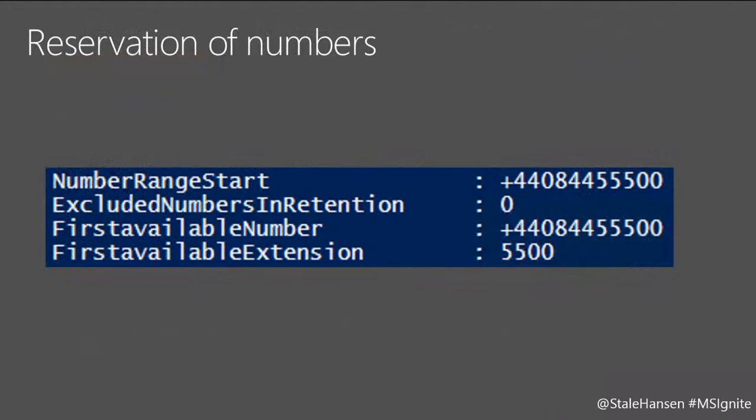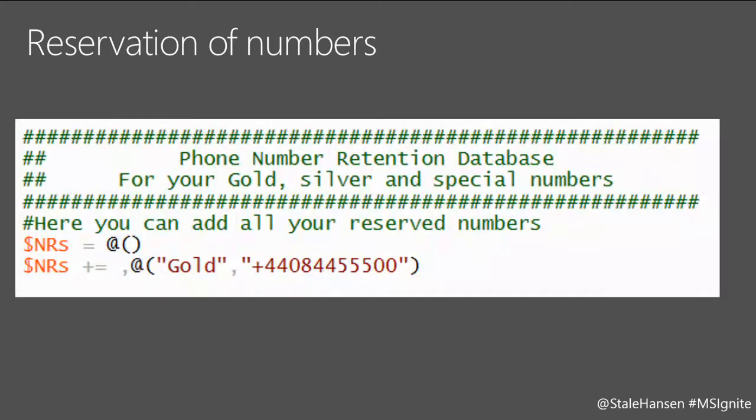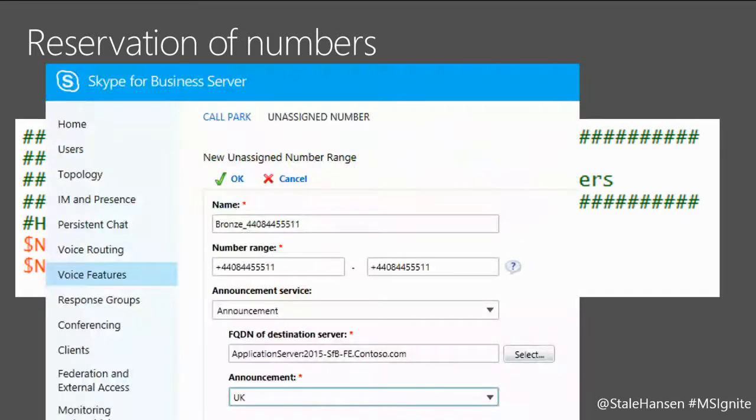So, reservation of numbers. Here we see, I think this was the UK range, where we actually have a gold number as the first available number. And we want to reserve that as a gold number. And here's an example of how you do it within the script. At the top of the script, you can reserve as many gold, silver, bronze, special, and excluded numbers as you want. And you can also use unassigned numbers to do this.